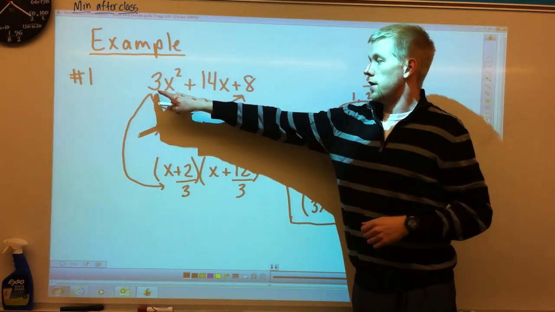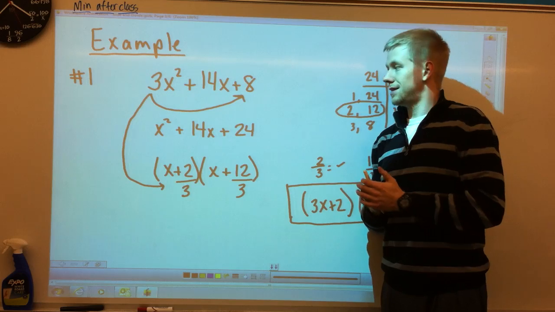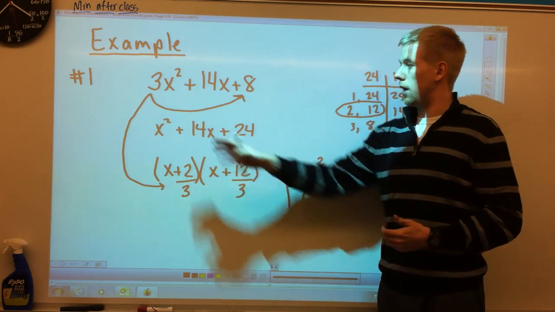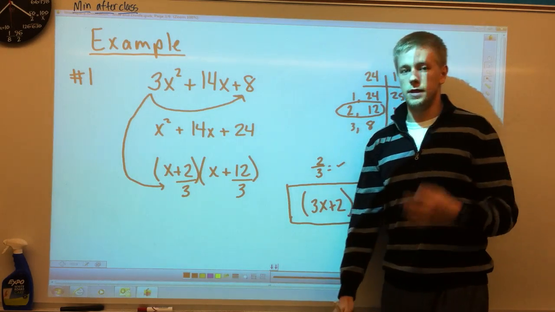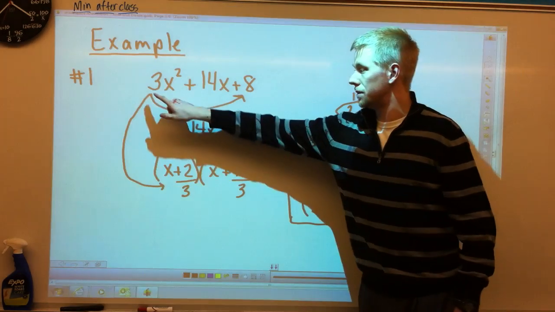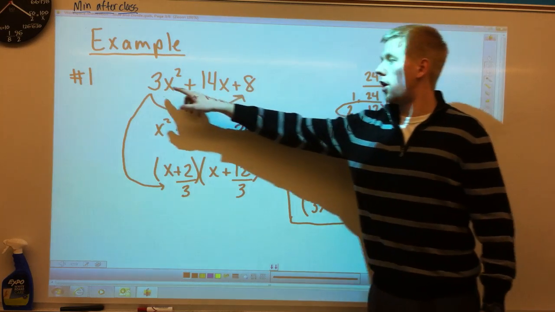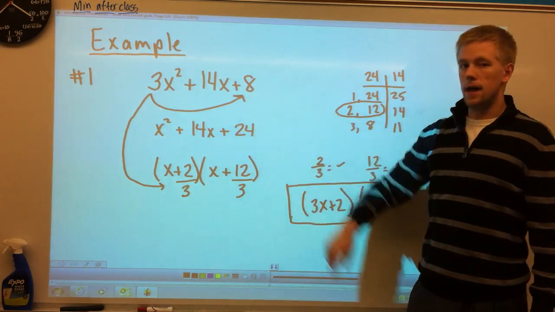We are given 3x squared plus 14x plus 8. Now that's not the same as what we've been using. We now have that number in front. Our leading coefficient is a 3. So we're going to use the slide and divide. What I mean by slide, you are simply sliding this 3 and multiplying it to the 8. You're sliding it off the front, multiplying it to the 8.